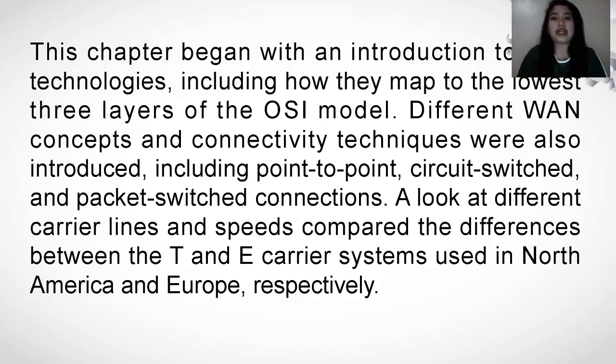This chapter began with an introduction to WAN technologies, including how they map to the lowest three layers of the OSI model. Different WAN concepts and connectivity techniques were also introduced, including point-to-point, circuit switched, and packet switched connections. A look at different carrier lines and speeds compared the differences between the T and E carrier systems used in North America and Europe respectively.